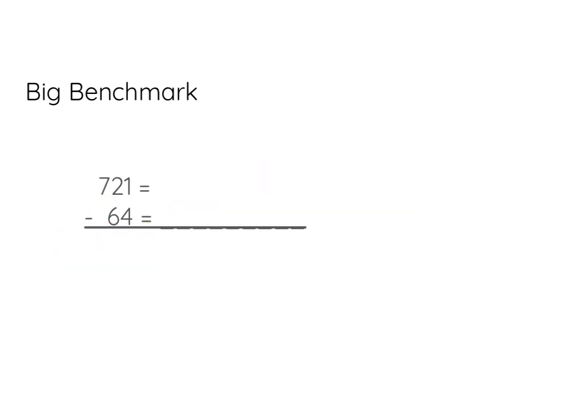All right, let's try the same problem with the big benchmark. So I put my subtract 64. Who is 64's next 100? Well, it's 100. How does 100 get to 700? With a 600, and then add your 21.